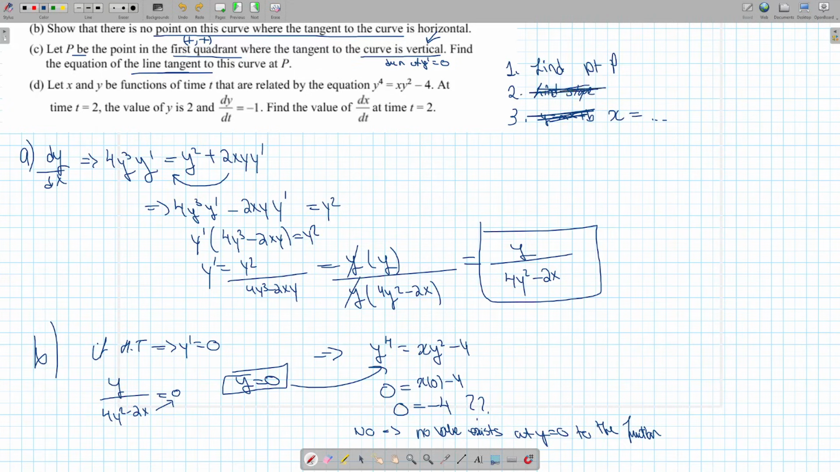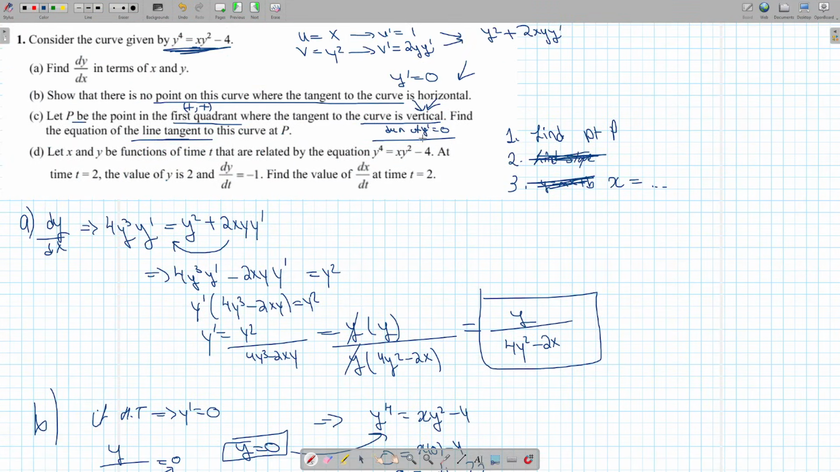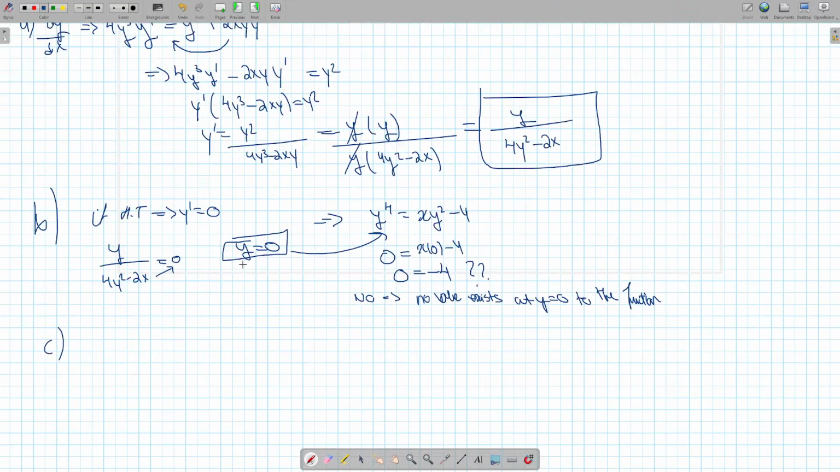Alright, anyway, so we need to find this point P. How do we do that? We know that since they're saying it's a vertical tangent, the denominator of y prime must be 0. So part C, we know that y prime is y over 4y squared minus 2x. So if the denominator is equal to 0, 4y squared minus 2x equals 0. And we need an expression for y, right? So we take x to the other side, you're gonna get 4y squared is equal to 2x. So y squared is gonna be 2x over 4, which is x over 2.